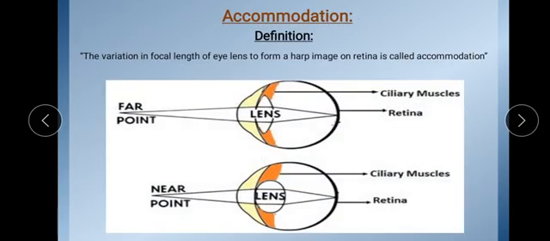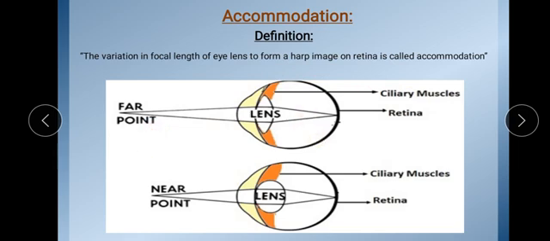So what is accommodation? The variation in focal length of a lens to form a sharp image on the retina is called accommodation. It means if the object distance increases, then the focal length of the lens also increases, and it will form the image on the retina.